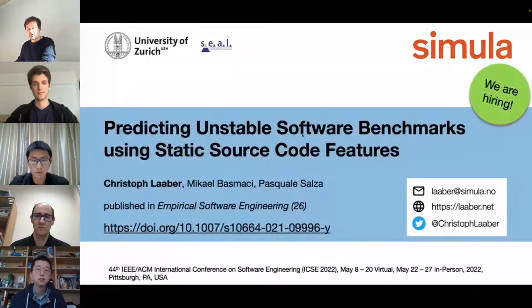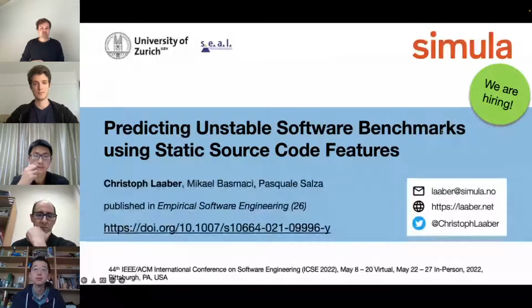Okay. Hi, everybody. Today I'm going to talk about our journal first paper at ICSE, which is called Predicting Unstable Software Benchmarks Using Static Source Code Features. My name is Christoph Laber. I'm a postdoc at a research lab.